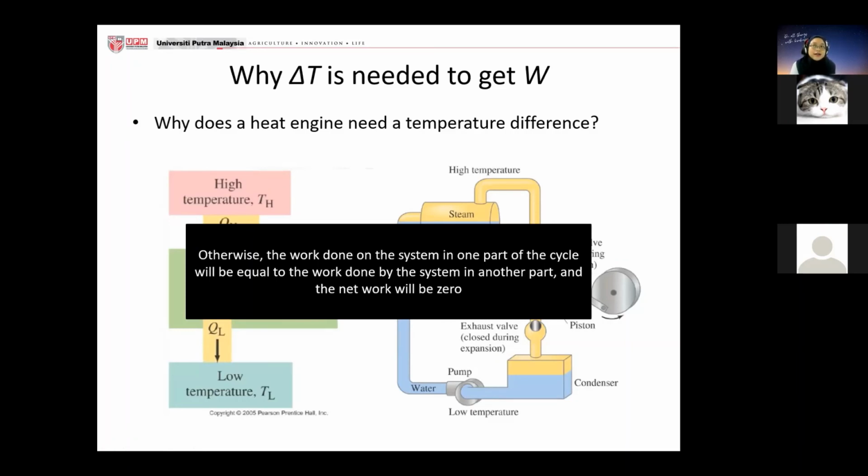The analogy is something like your refrigerator, for example, is broken, right? And the temperature inside your fridge is similar to the temperature outside. So there's no work done by your system, by your compressor. Which is why there's always going to need to be a temperature difference in order to get W.